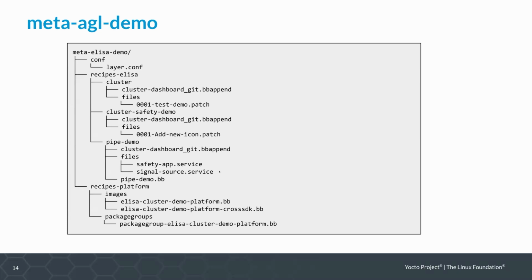This pipe demo has two services, two applications, one called signal source and another called safety app. The signal source will mock the generation of signals. As our demo is about an instrument cluster, we need some source of signals, like capturing the state of the car, the temperature, or if the car is making a turnaround, something we can show in the user interface.